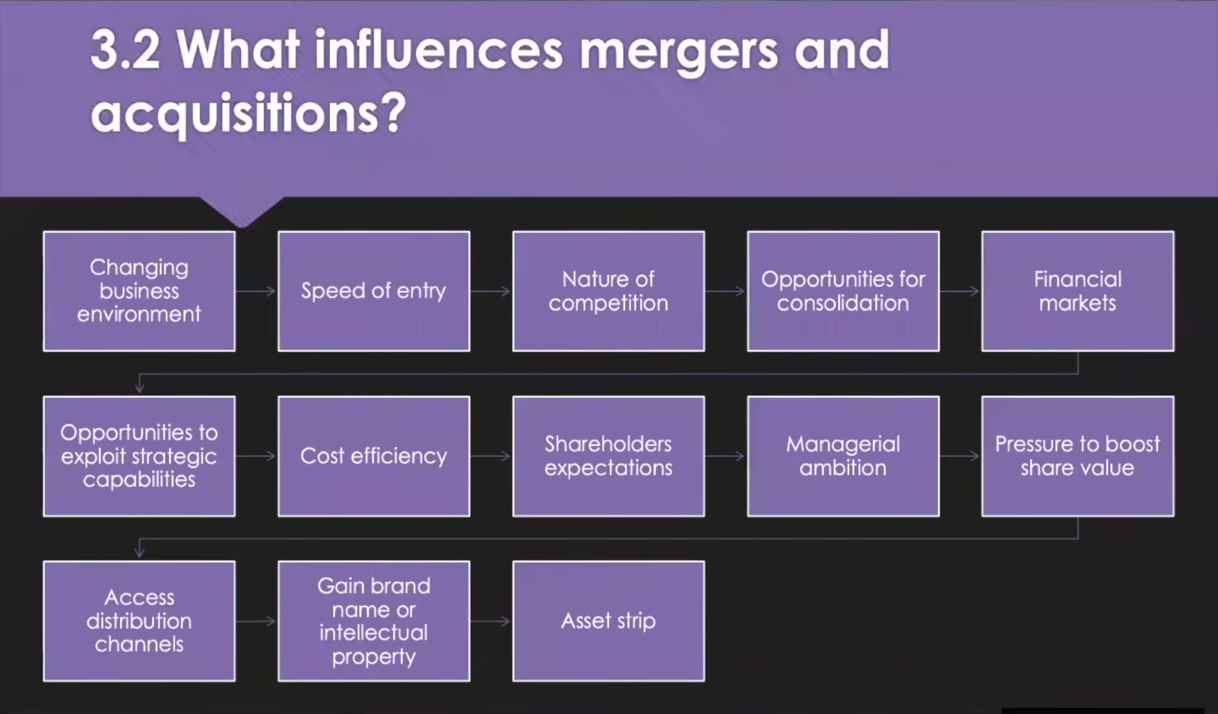You've got access to distribution channels. Sometimes organisations pursue these mergers and acquisitions to gain resources and input on better terms. To gain brand names or intellectual property, such as patents that are owned by the brands. Or finally, to asset strip. So you could acquire a company specifically to harvest its assets, break it up and sell it into parts separately, gaining more than it's paid for outright as an acquisition.